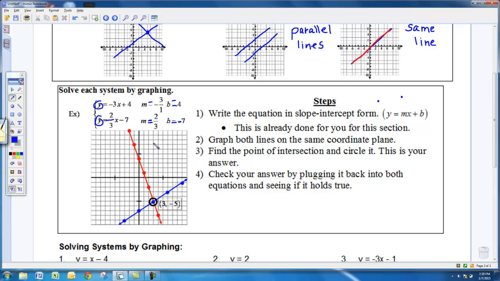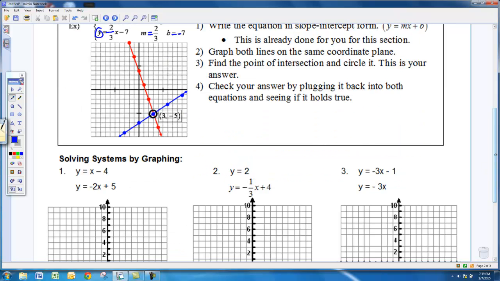We'll start with a y-intercept of 4, and then we'll use our slope to find other points on the line. So we'll go down 3 and right 1. We could also go up 3 and left 1. To graph the second line, we would start with a y-intercept of -7. Our slope is a positive 2/3, so we would move up 2 and to the right 3. We can see that these two lines intersect at one point. Their intersection point is 3, -5. So 3, -5 is the solution to this system of equations.